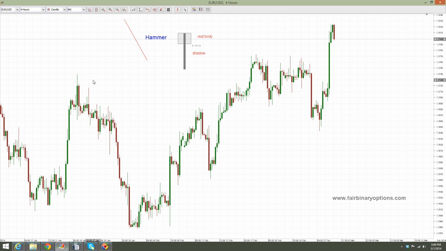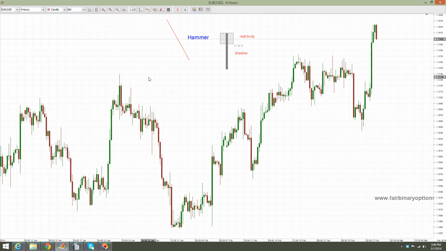Moving on with our project, second part on hammers, and just a short recap from the first part here on fairbinaryoptions.com. A hammer is a candle that has a real body that fits at least 2 times into the shadow that follows, or the shadows of that candle. That is a hammer, and that is a reversal pattern.